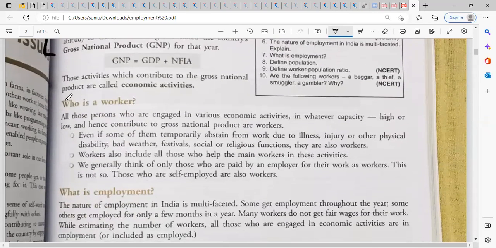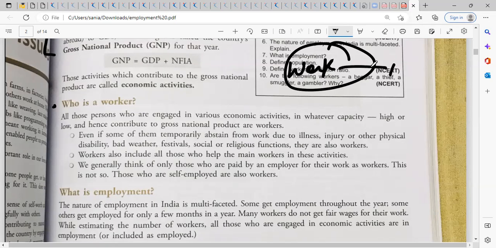Now, after that, the question is, who is a worker? If I ask you who is a worker, you will say a person who is doing work is a worker, right? That person is a worker, but there are three more conditions. All those persons who are engaged in various economic activities, whether in a low work or a high work, contributing, are workers. But for example, a person who is temporarily absent from work, say I am not well and I am not going to office, so am I not a worker? No, I am a worker, I have taken leave, so in that case also I am a worker.